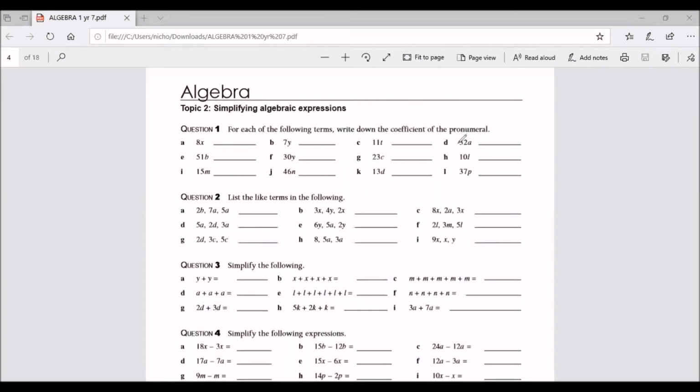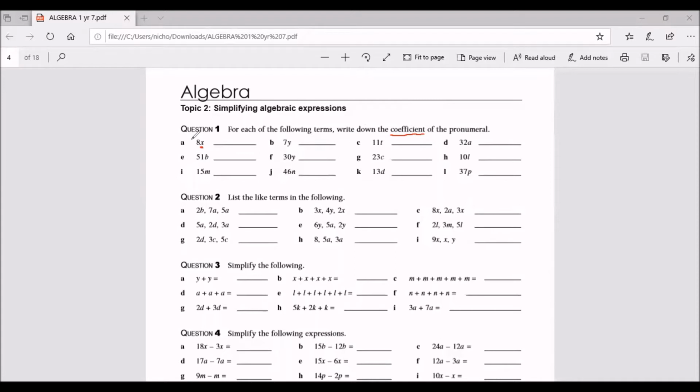So first of all, what is a pronumeral? Well, a pronumeral is a letter or a symbol that represents a number or numbers. So in this case, x is going to be my pronumeral because it's a letter, x, that represents some other numbers. And what is a coefficient? Well, a coefficient is a number that is in front of my pronumeral that is multiplying by it.